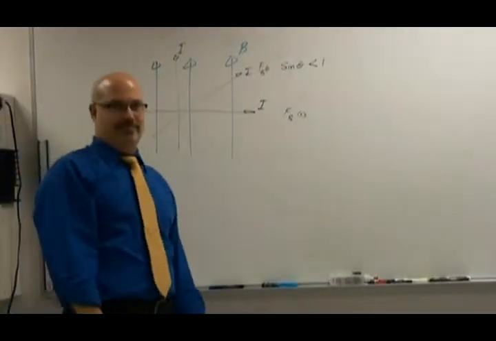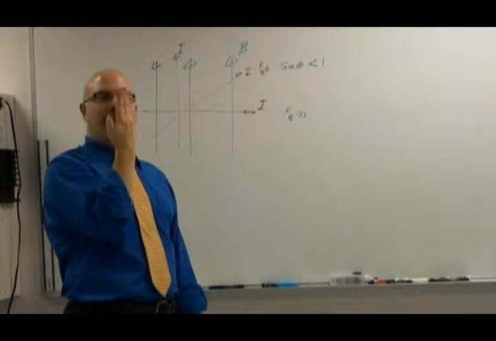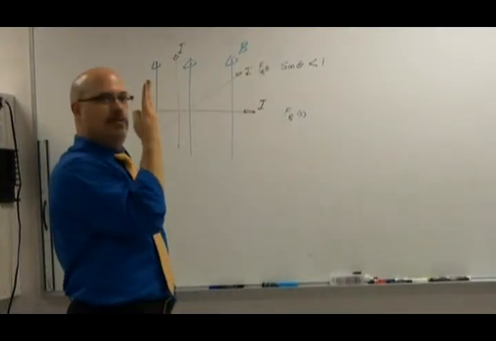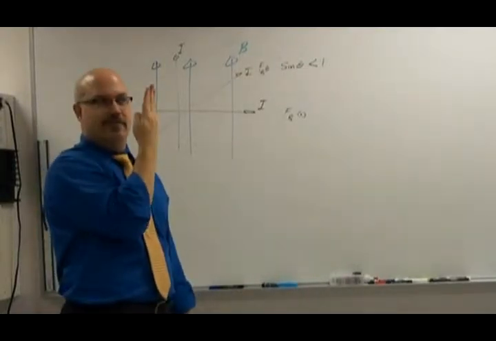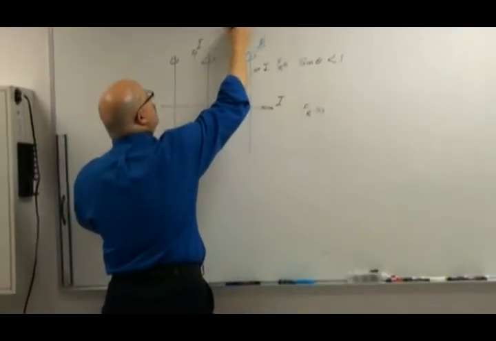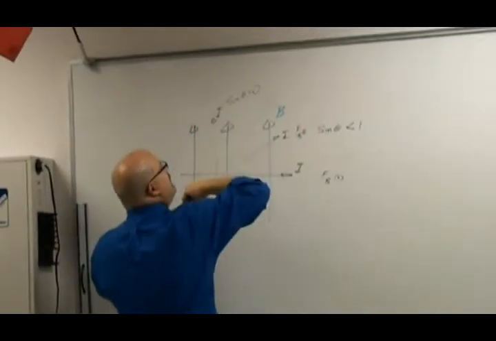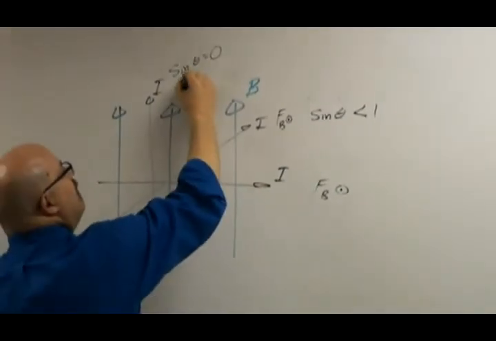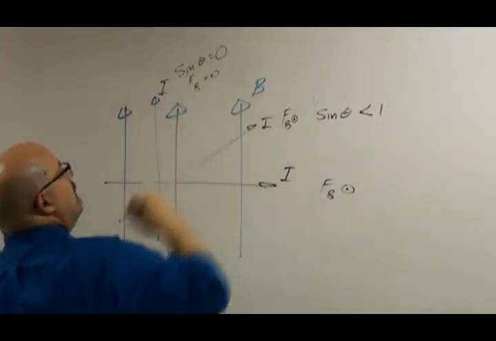Current this way, B field that way. What's the angle between those? 0. Sine of theta equals 0 in this case. So what's my magnetic force? 0. Okay, it's 0.